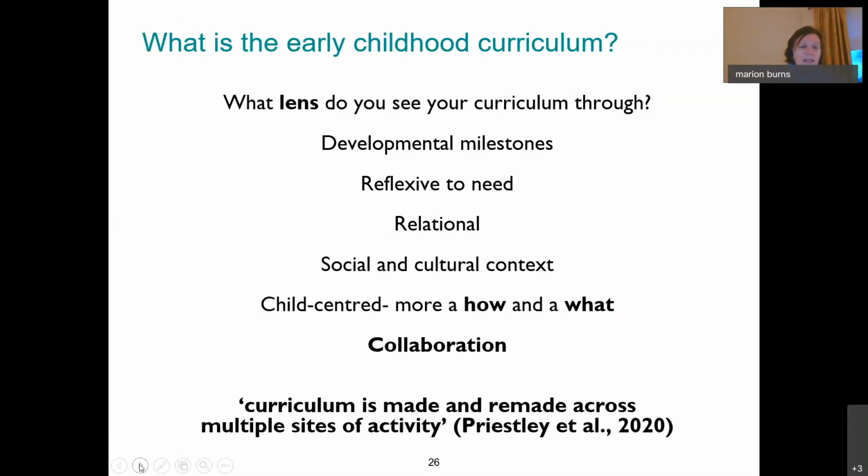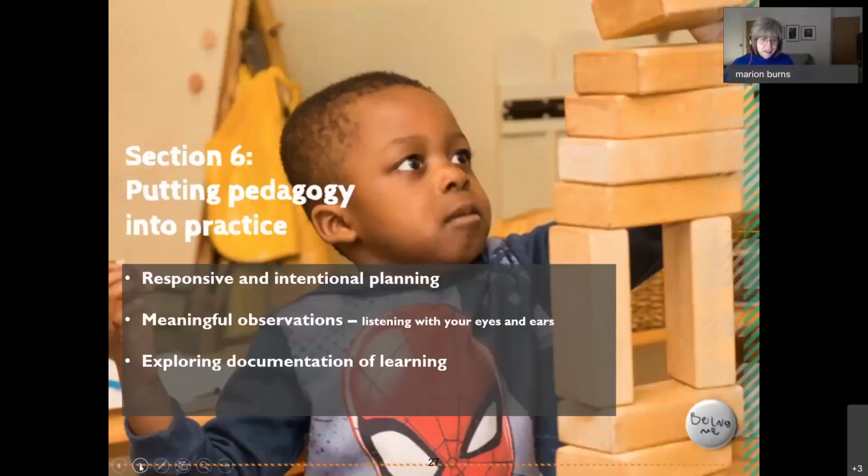And now I'm going to hand back to Liz. So, moving on to section 6, putting pedagogy into practice.